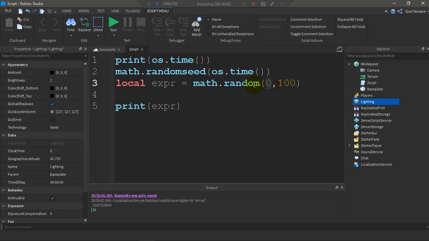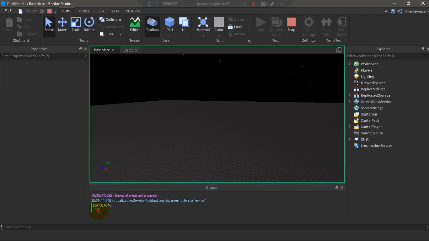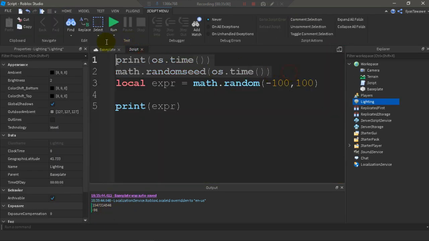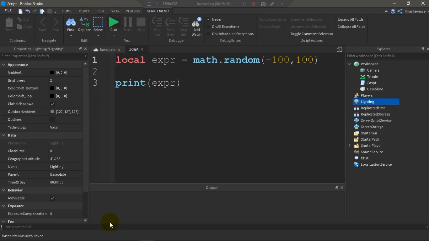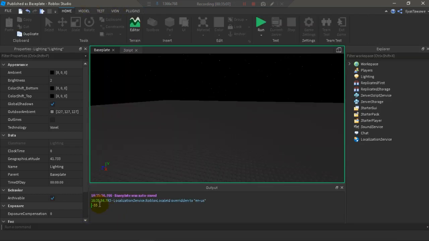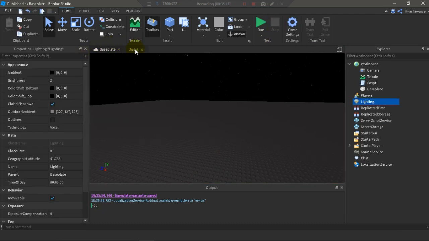Well, let's set the minimum to, for example, minus 100. Okay, let's see. As you see, I got minus 96. So actually, let's just clean this up. Okay, and let's run again. So it's given us minus 55. Okay.